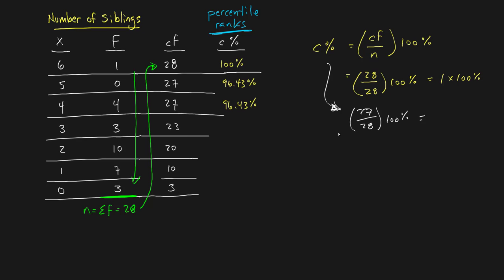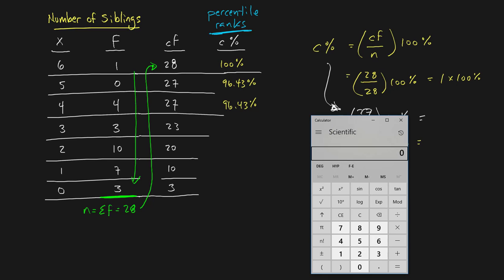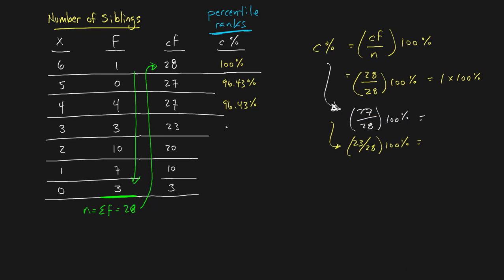But when I go with 23, well, that's going to give me a different value. 23 divided by 28 times 100%. Let's check that one out. So this is going to be 23 divided by 28 times 100. It's 82.14%. All right, so let me quickly run through the last three, and then I'll talk about what these mean.